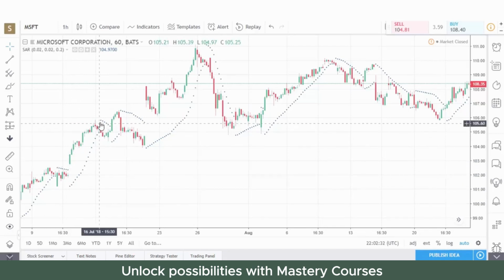When the dots shift here on July 16th to be above the price, that's our stop. So we would sell at that point. We would have another buy indicator here and a sell. We would make very much on that trade.